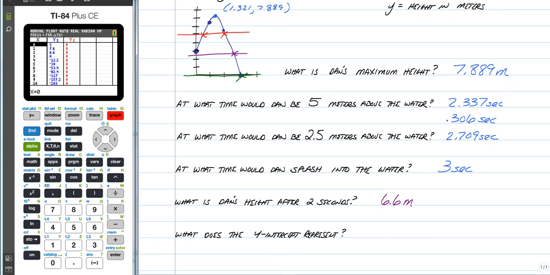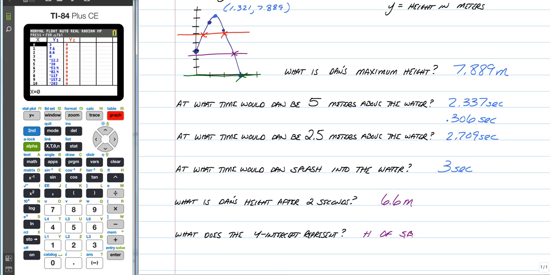And this last one just says, what does the y-intercept represent? Well, that just represents the original height of the springboard. Okay, so it did say that he jumped off a springboard that's 3 meters off the ground, so it represents the height of the springboard. And of course we know that's 3 meters.